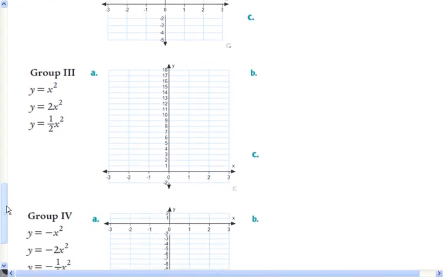So group 3, you'll notice right away that none of them have anything added onto them. So what you should be thinking is that the y-intercept of all of those is 0. The thing that's different is the coefficient of the squared term is all different in those. So let's set up our calculator to graph those.